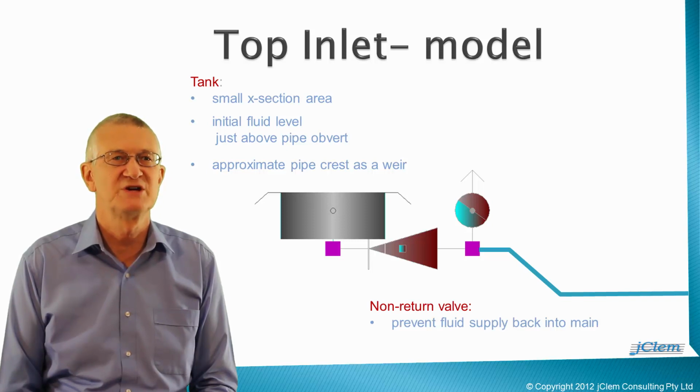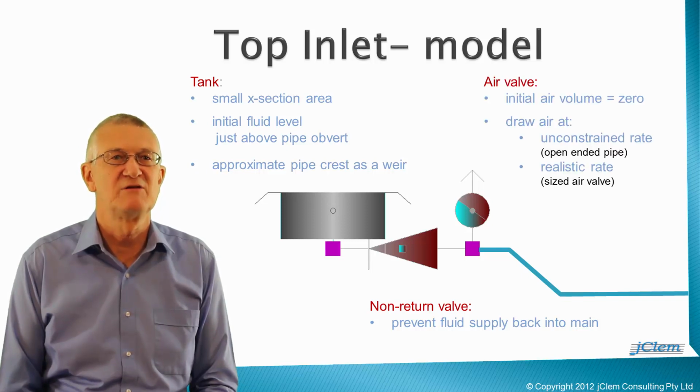2. A non-return valve, to ensure that any fluid stored in the tank is not able to flow back into the pipeline during transient simulation. 3. An air valve on the upstream side of the non-return valve. The pipe is assumed to contain no air at the crest before the transient event, so the initial air volume in the model can be set to 0.